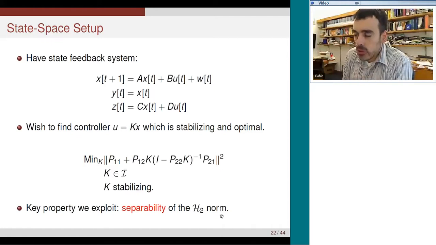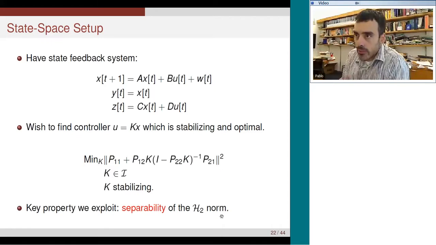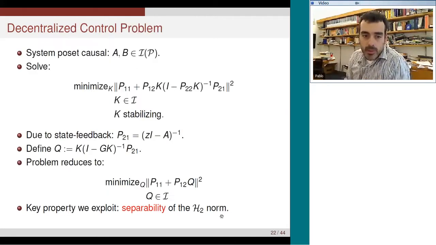And I cannot do this, for instance, for the infinity norm, for the maximum singular value norm. You cannot compute the spectral norm of a matrix column by column. But I can do this for the Frobenius norm. So this separability property, in a sense, is crucial for these kinds of problems, and this is what we want to see.